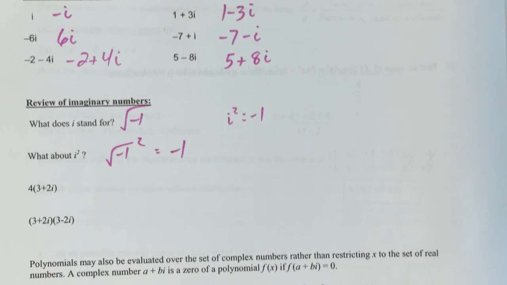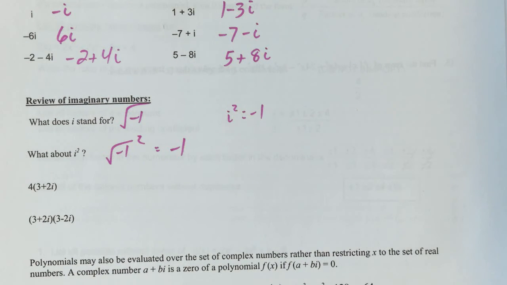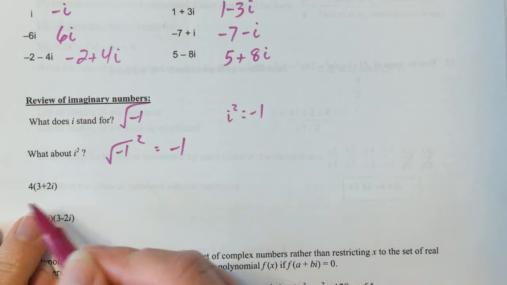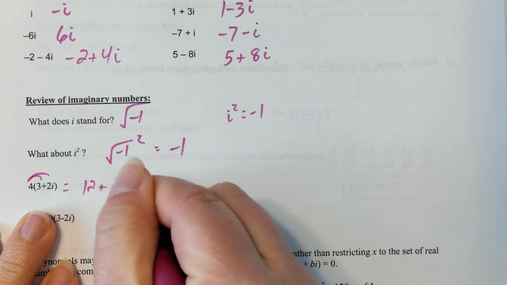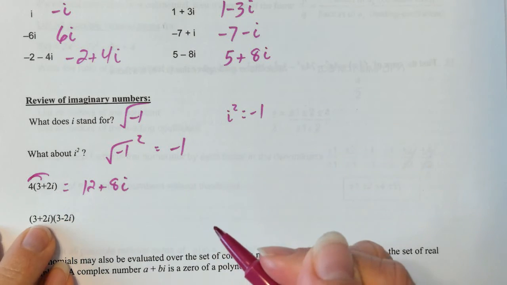Okay, some operations or calculations with i. i is a number, but we treat it a little bit like a variable in terms of calculations. If I were to distribute this 4, I would get 12 plus 8i, okay?